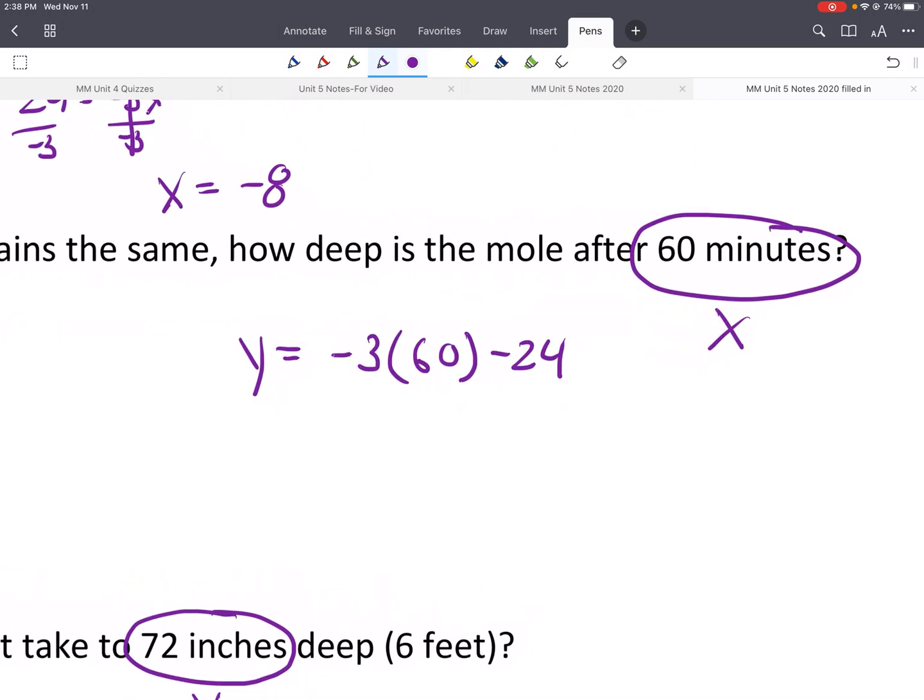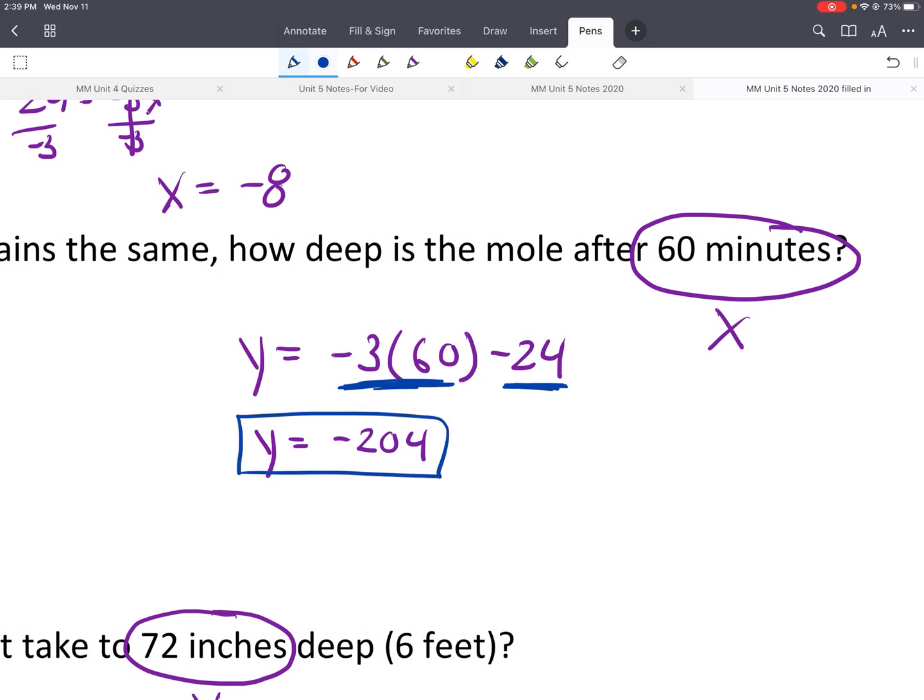Okay, again, you can just put this into your calculator. So negative 3 times 60 minus 24. And we would get y is equal to negative 204. Okay? So this kind of makes sense, right? Hopefully. So he started this deep, and then every minute, since 60 minutes, he digs 3 inches down every minute. So we multiply that together to figure out how deep he dug, and then he already started at negative 24, so we get it even more deep. So he dug this 204 inches down.